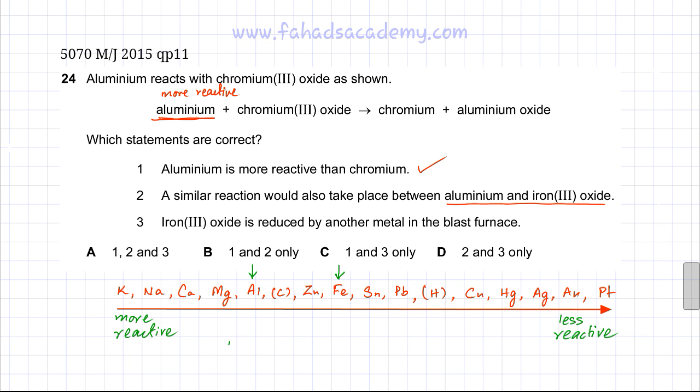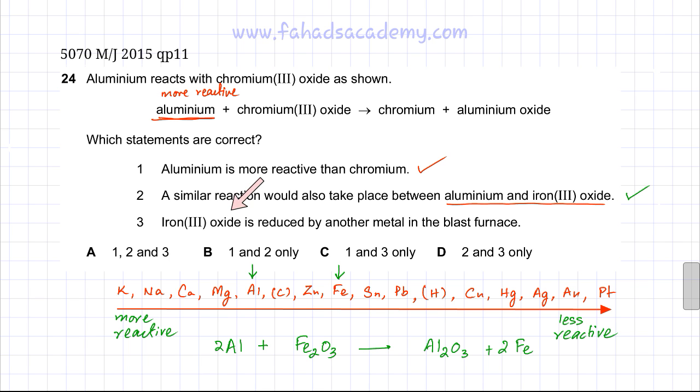If I react aluminium with iron 3 oxide, the formula of iron 3 oxide is Fe2O3, and a similar reaction would occur. Aluminium would knock out iron. It's going to displace iron, and aluminium oxide would be formed, and we can balance the equation. So a similar reaction would also take place between aluminium and iron 3 oxide. So this statement is also correct.